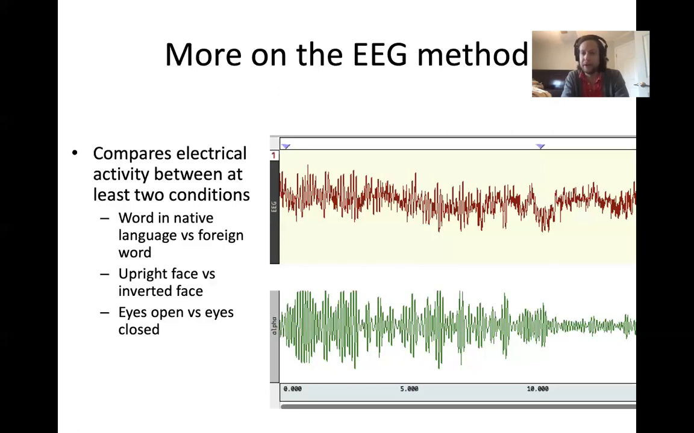What are the differences in brain activity electrically, depending on whether a person understands the word that they're hearing or doesn't understand the word that they're hearing? And also the difference between upright faces versus inverted faces.